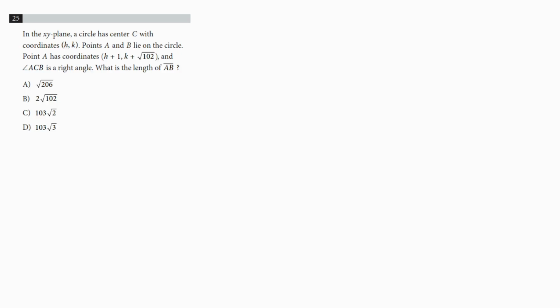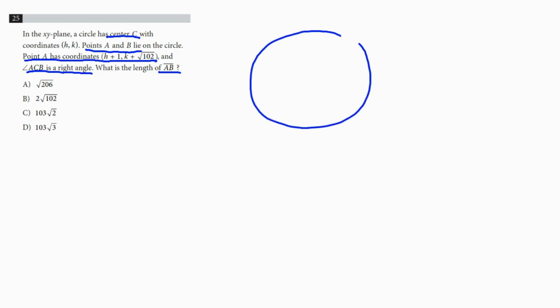We have this circle with points A and B, a center C, and they give us the coordinates of point A, and then we want to find the length of AB. They also tell us that ACB is a right angle. So let's draw this out. We're just going to draw an arbitrary circle. We have point C. I'm going to label that. And it has coordinates h comma k. So let's keep that in mind. And then now point A is h plus 1 comma k plus 1 square root of 102.